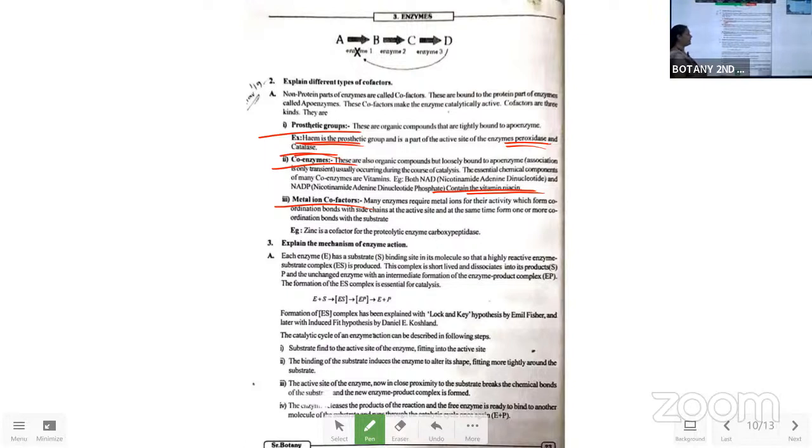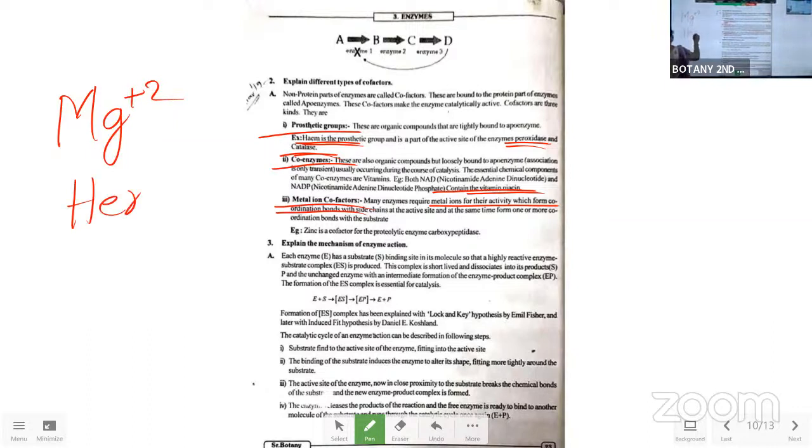Okay, next one is the metal ions. Metal ions are the ions which will be increasing the rate of reaction of the enzymes by making bonds on the side chains of the enzymes. Those are called the metal ions. Example, the Mg+2 with the hexokinase. This also you can say.